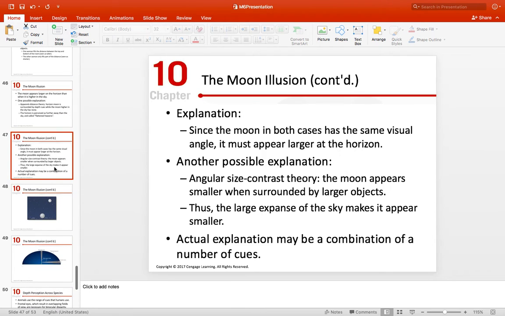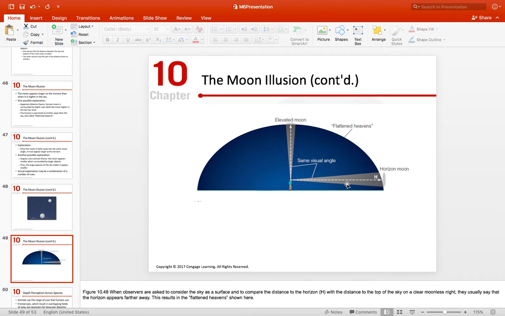Once again, the video clip I have really goes into that. Here's the so-called flattened heaven. The idea is that it might visually look like the moon is closer here than out here on the horizon, which would explain that.